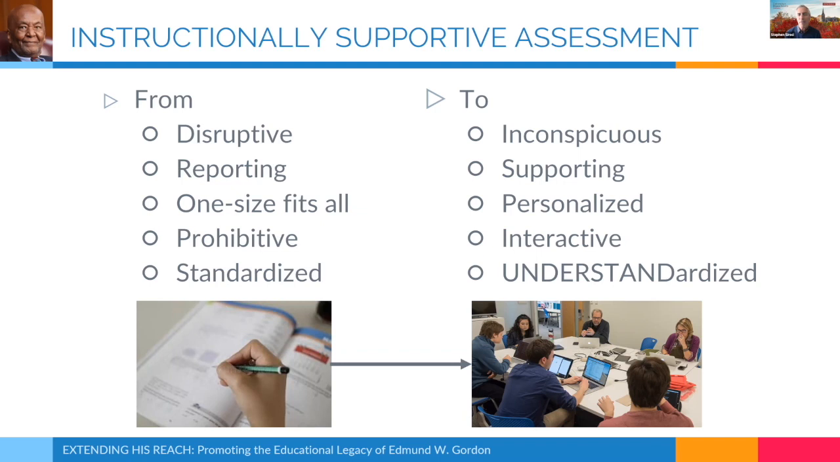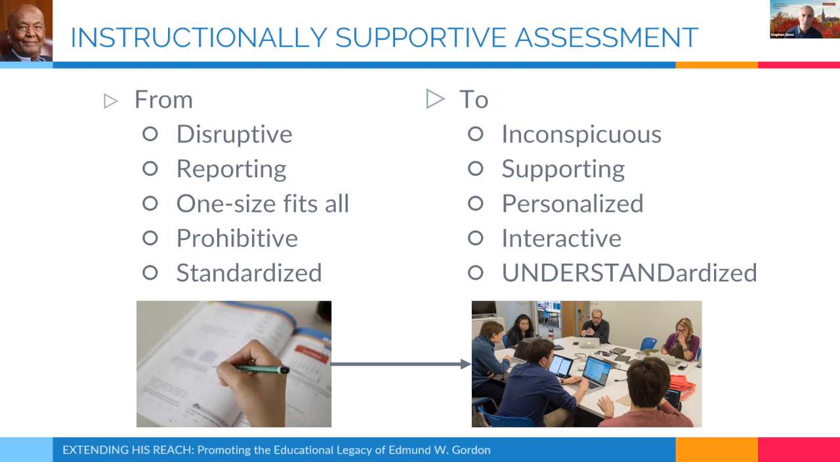So research on the population that would be part of this understandardized movement would be to see what funds of knowledge students can bring. Let's allow those funds of knowledge to be present in the assessment situation. For example, we could allow things like translanguaging. We could allow things like looking at translations in real time on assessment if needed. We can allow for things like scaffolding when necessary and so forth.